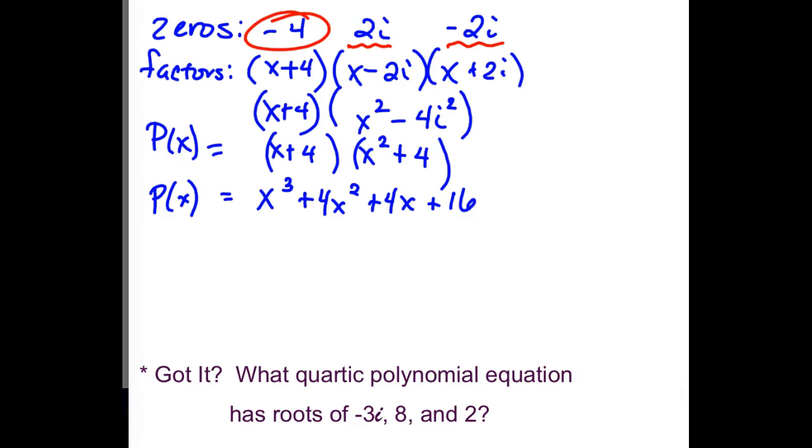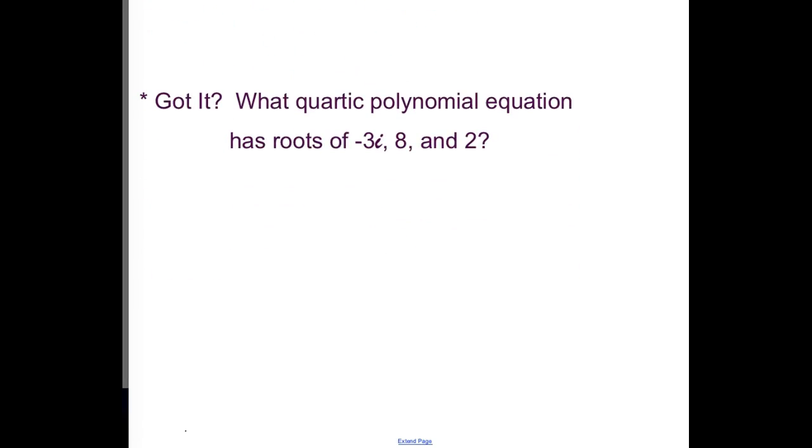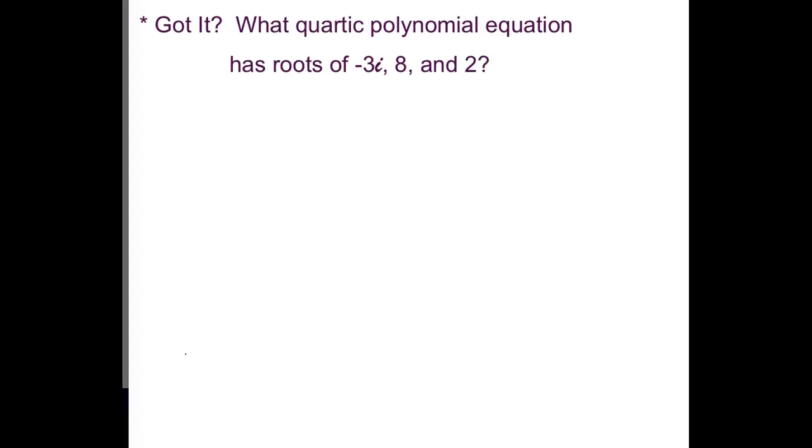All right, last one. What quartic polynomial equation has roots of negative 3i, 8, and 2? How many zeros should we end up with? 4. How many did they give me? 3. That means I'm missing one. What's the one I'm missing? Okay, so I'm going to go ahead and put the 3i next to the negative 3i so that when I multiply those conjugates together, they're back to back.